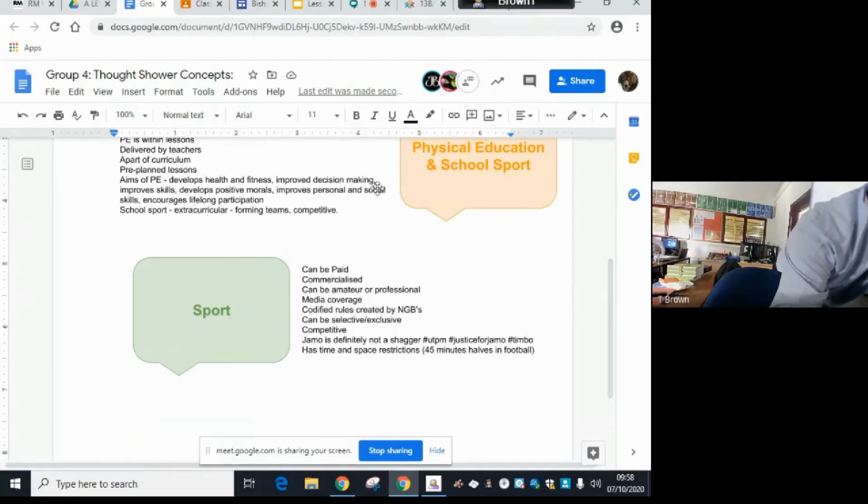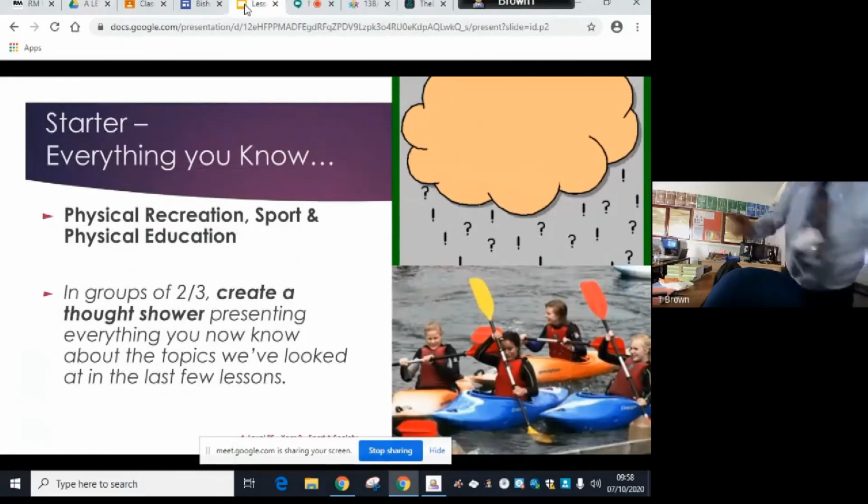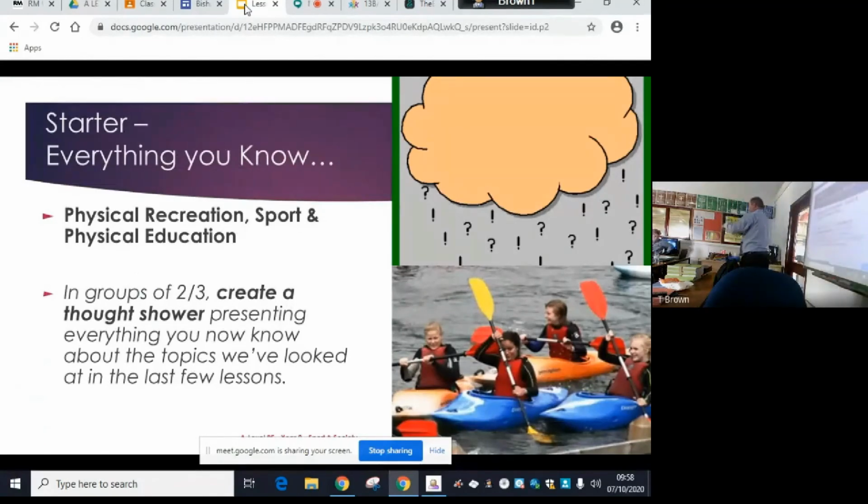Has time and space restrictions. So good start there, ladies and gentlemen, to the lesson. That's a useful resource for you to use. So think about adapting, changing, green penning, what we've just done there. Listen to the feedback I've given each of the groups so that you can use that feedback in that poster. You've all got access to those posters. So it may be that actually you go, I don't want mine, I'm going to choose theirs. Theirs is better. So you could print that off and you could use that in your books.